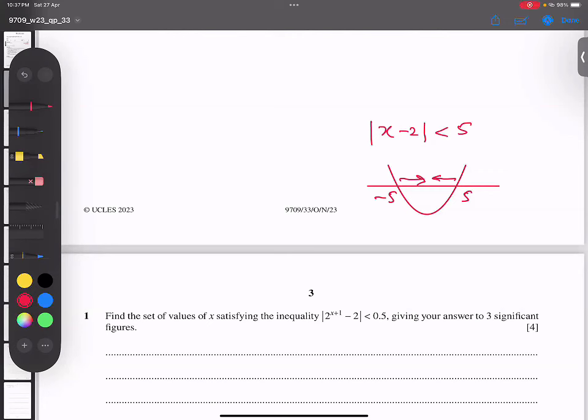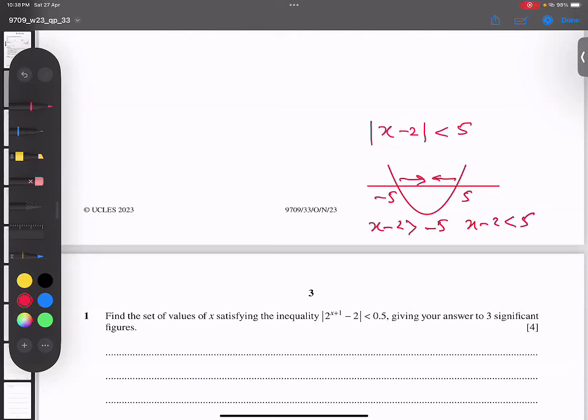Then what to write? This x minus 2, one time bigger than minus 5. Look, I show you. And one time this x minus 2 is less than 5. Sorry, this is a 5, not 0, and not even 5, minus 5. This is the way of writing.